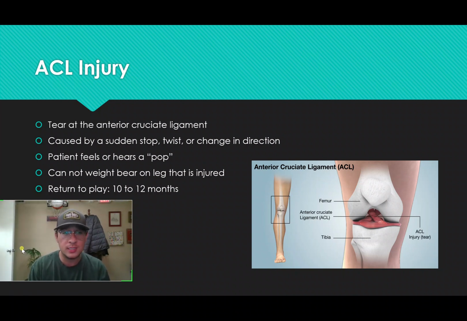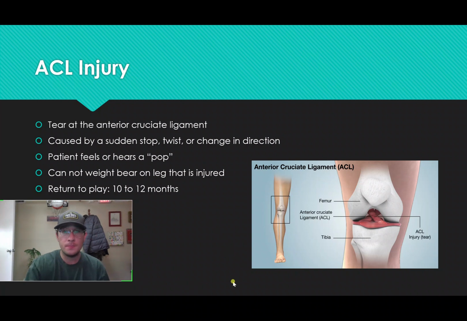And then the return back to play for this is 10 to 12 months. So this one takes a little bit longer, especially in athletes, because a lot of pressure goes on their knees, so they have to have those ligaments 100% back to health, unlike normal non-athletes. They're usually not going to be putting as much stress on that knee joint, so they're definitely not going to have a longer rehab process. But it also depends on age, sex, obviously occupation, and all that stuff.